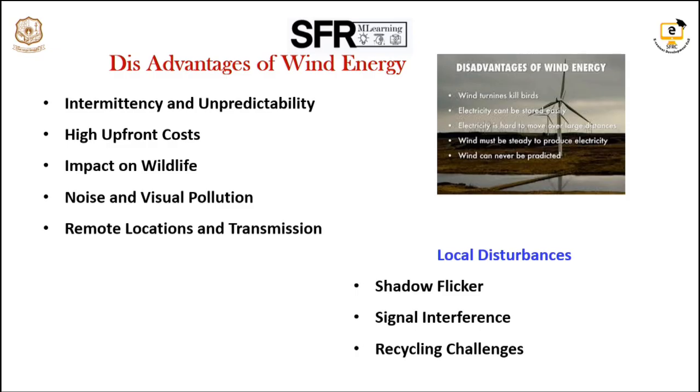The first one is shadow flicker. The rotating blades can create a strobe effect when they block the sun, which can be irritating for those living nearby. The second thing is signal interference. Large turbines can occasionally cause electromagnetic interference with radio or TV signals. The third one is recycling challenges. While most parts are recyclable, older turbine blades are made of composite materials which are difficult to process and often end up in landfills. These are the disadvantages.